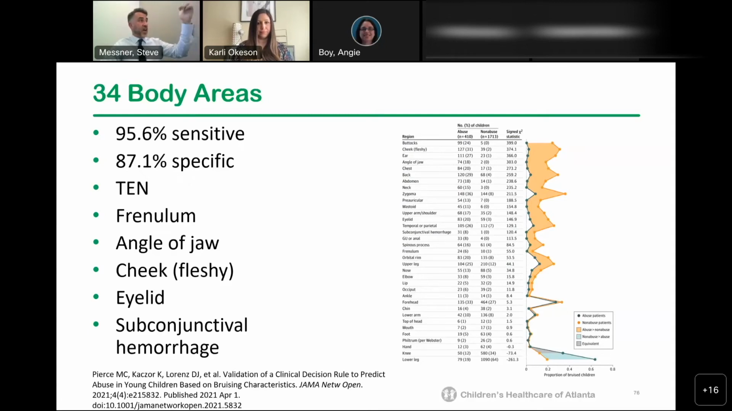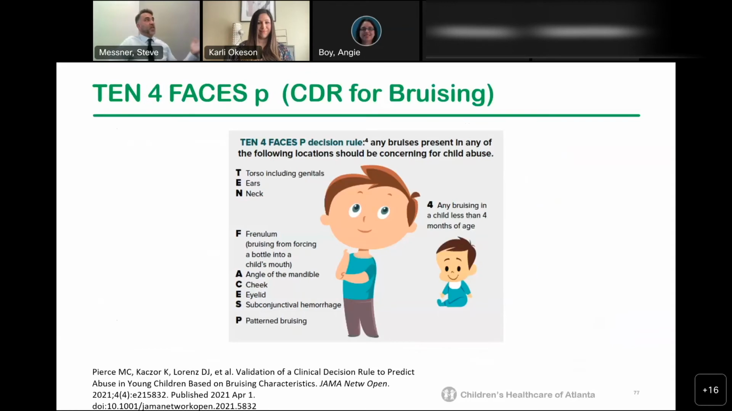And it was not just the TEN regions, but also the frenulum, the angle of the jaw, the fleshy part of the cheek, the eyelid, and the subconjunctival hemorrhage. And that nicely spells out FACES. So that's how they came up with this TEN-4 FACES. And then the P is for pattern bruises, clinical decision rule for bruising.